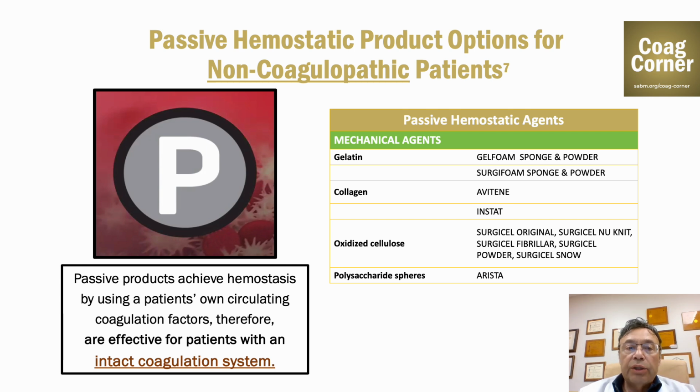When we look at agents, there are two types mainly of hemostatic agents, that being passive and active. So a passive agent is simply a gelatin or collagen or cellulose type of agent which helps form the framework for the platelets to aggregate. In order to use a passive agent with success, a patient must have an intact coagulation system.